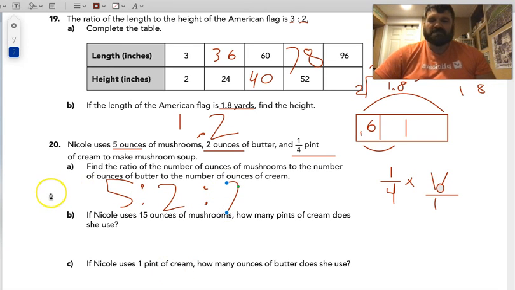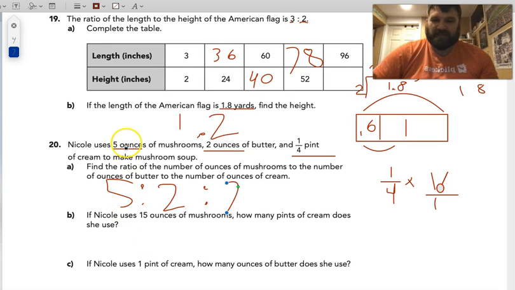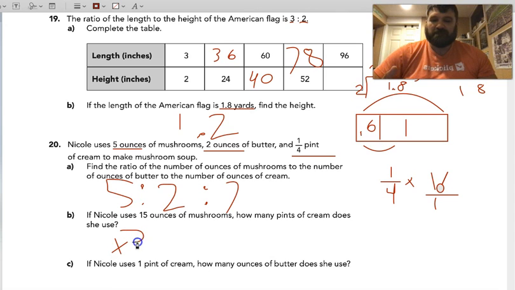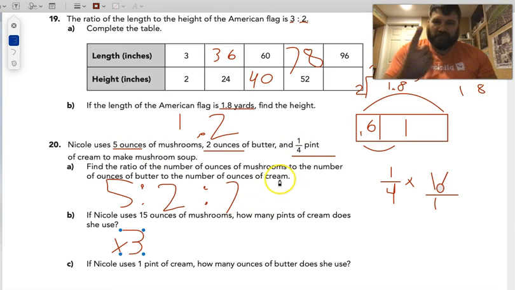Okay. So if Nicole uses 15 ounces of mushrooms, she tripled it. How many pints of cream does she use? Well, if she's tripling that recipe, right? 5 goes to 15, times 3. So we need 3 times as many mushrooms and 3 times as many pints. So that would be 1/4, 2/4, 3/4.